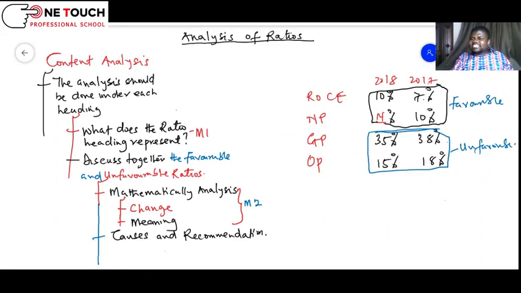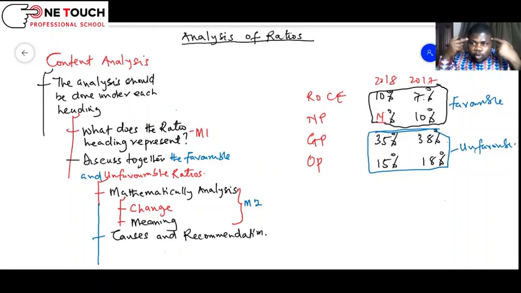Gross profit margin is decreasing. What may be some of the causes? So gross profit margin has decreased, after discussing the unfavorable, everything, and then the favorable. Just tell us that the gross profit margin and the operating profit margin may have decreased because of maybe a poor advertising campaign.